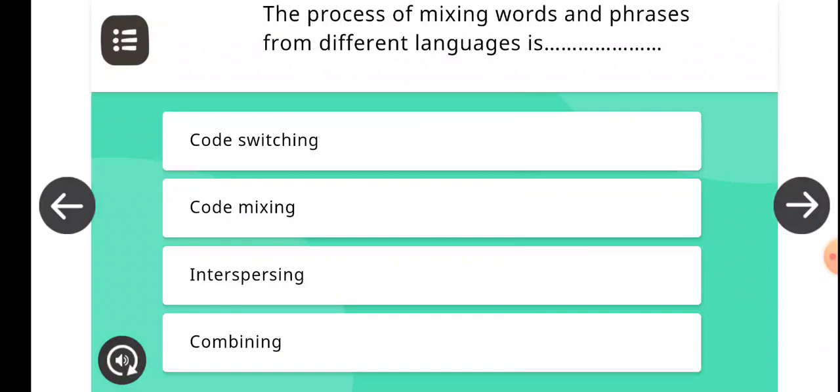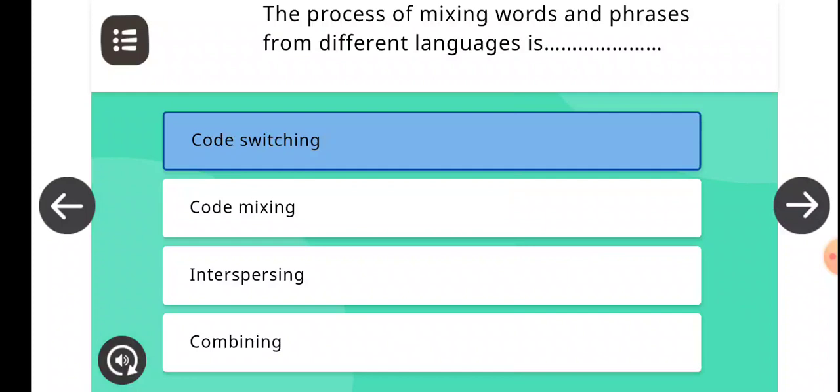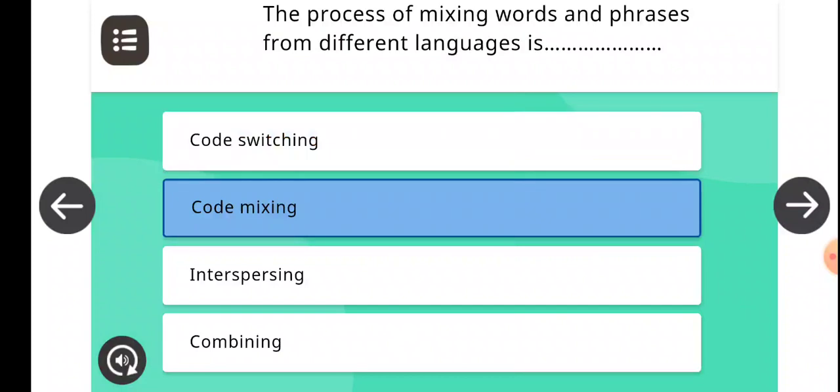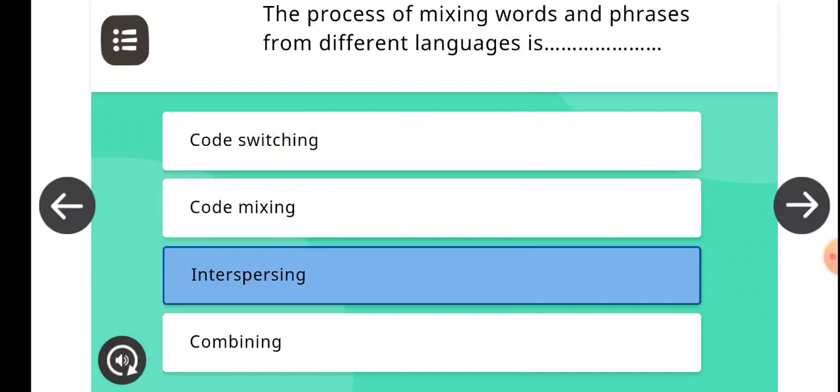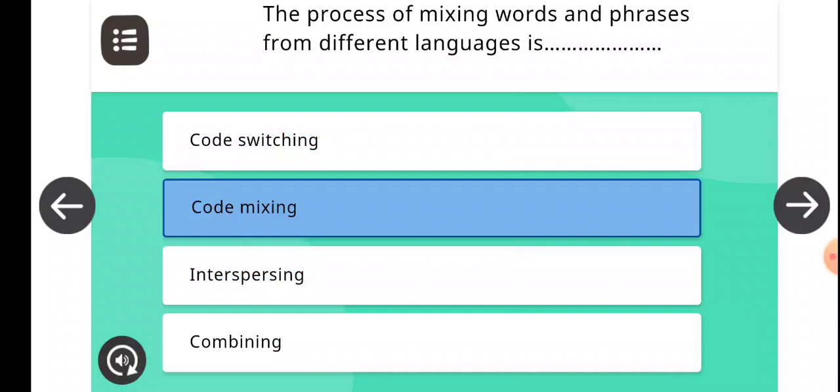The process of mixing words and phrases from different languages is known as what? Here we are mixing words and phrases, so mixing these two things, what would be the answer? Is it code switching? Switching means moving from one to another. Or code mixing? Mixing means mixing two or three things. Or interposing or combining? Combining is different, because code itself indicates joining two things. So code mixing is the right answer.